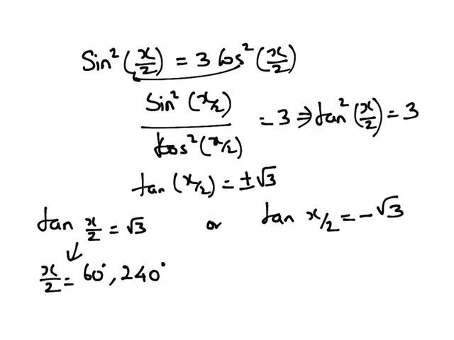Because tan is positive in the first and third quadrant, and in the third quadrant we get 180 plus 60, which is 240. And here, x by 2 can be equal to, I mean tan is negative here, so second and fourth quadrant, so 120 degrees and 300 degrees. Now you may feel that this is the answer, that there are four solutions for this, which is not correct, students.